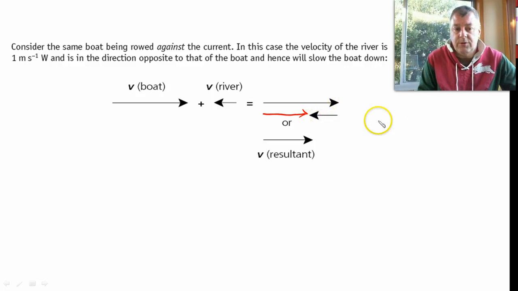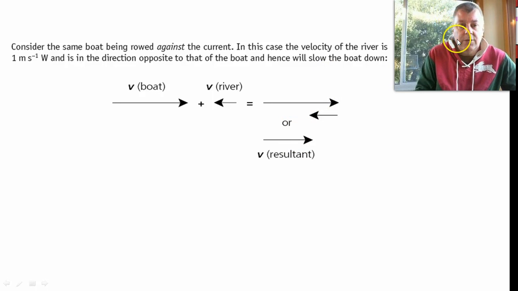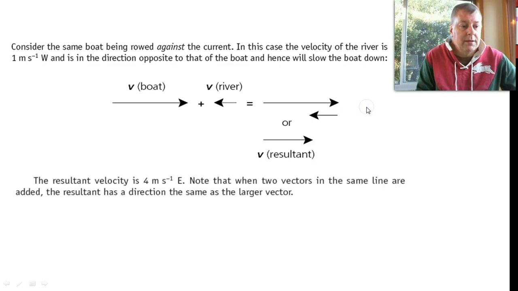What happens if we drew this one first? Well, if we drew this one first, it would go like this, and then we draw the second one. Let's change colours. Let's draw it actually on top, and so we draw that one, and then the resultant goes from the tail of the first to the head of the last. So we see that the resultant is exactly the same, even if we drew them in the opposite order. So don't get too hung up with the order that you draw them in. Okay, and our resultant would be 4 meters per second to the east, because it's pointing to the east.